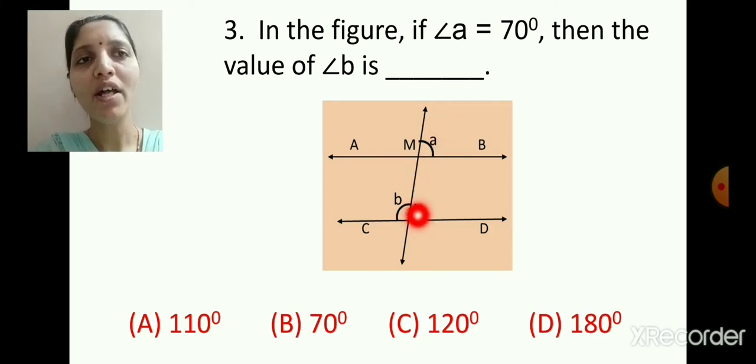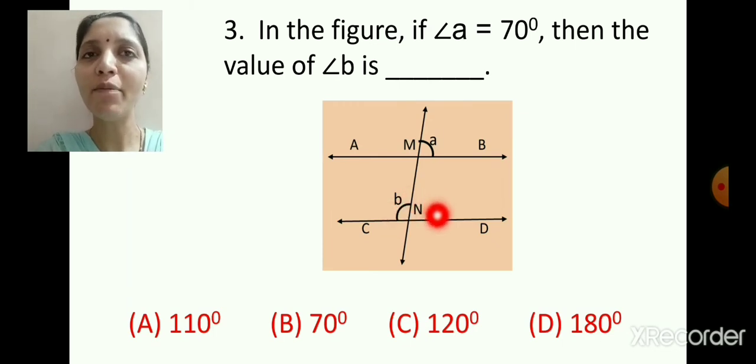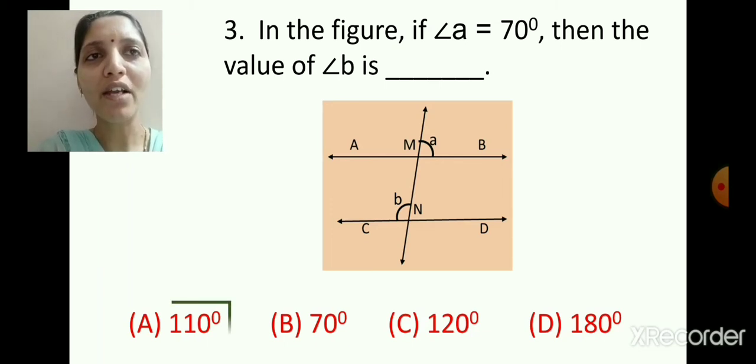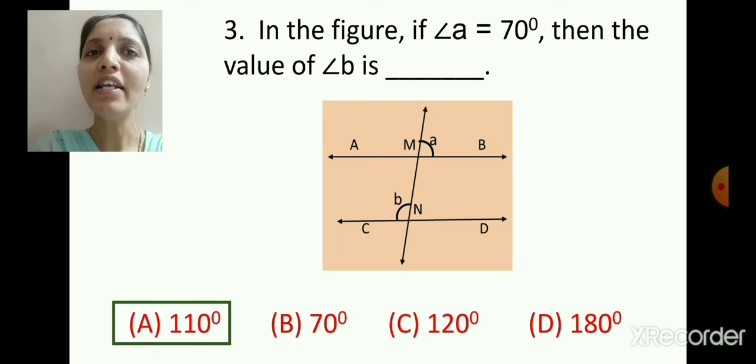Therefore, if this angle becomes 70 degrees, then what will be the measure of this angle? Because this angle and this angle are in a linear pair, their addition must be 180 degrees. So 180 degrees minus 70 degrees, what will you get? 110 degrees. So the measure of angle B is 110 degrees. So your answer is option A, 110 degrees.